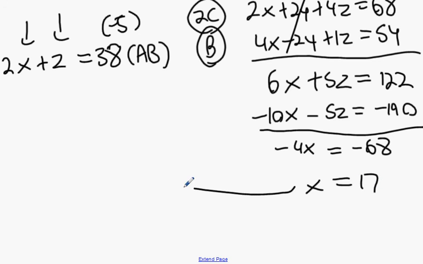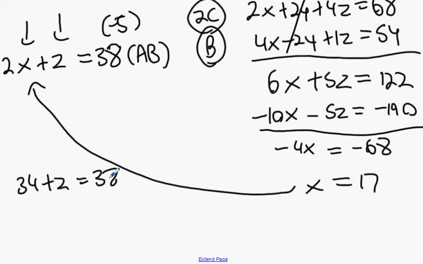Then I bring the 17 back into the equation that only has 2 letters. 2 times 17? 34. And then z. 34 plus z equals 38. So z must be 4. Okay. That looks reasonably logical, that x should be 17, z should be 4.